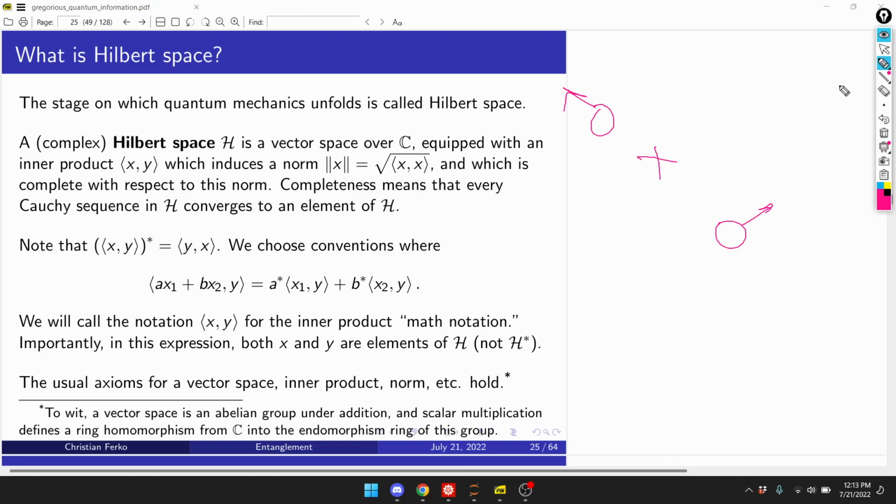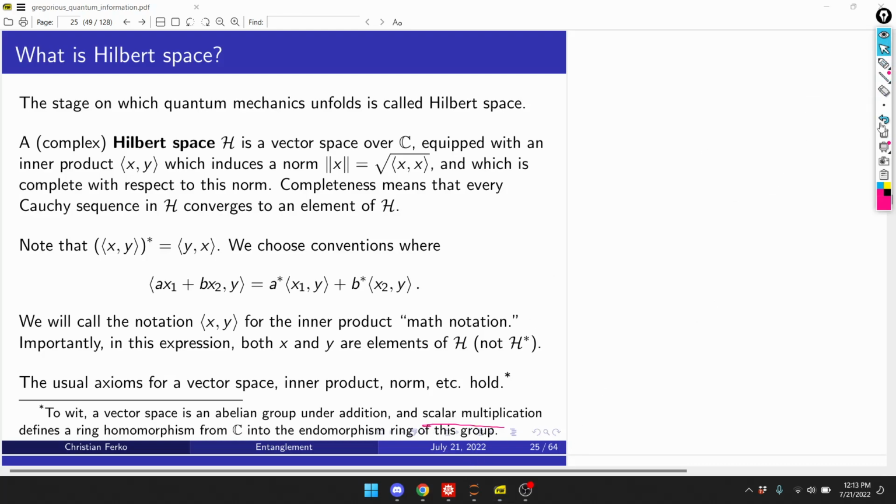Okay. Good. I will not state all of the axioms for all the words I've used here. So I'll just tell you all the usual axioms apply for a vector space, inner product, norm, and so on. If I were a very Greg type person, I would say a vector space is something which forms an abelian group under addition, and scalar multiplication, here by an element of the complex numbers in this case, defines a ring homomorphism from C into the endomorphism ring of this group. That's a very short and pithy way of saying what a vector space is, but it's more common to list a set of axioms. So for instance, that multiplication distributes over addition, which is implied by this statement.